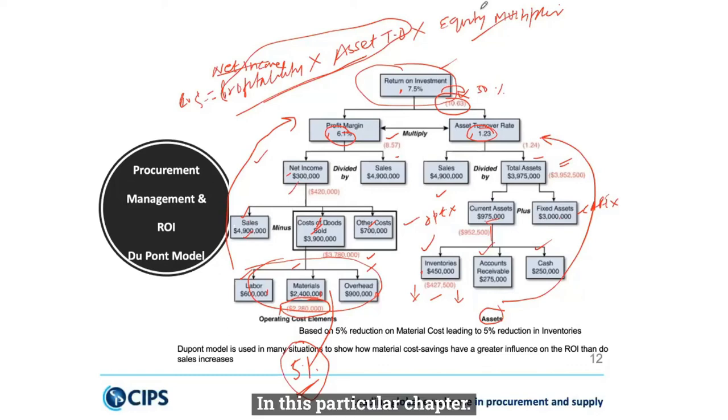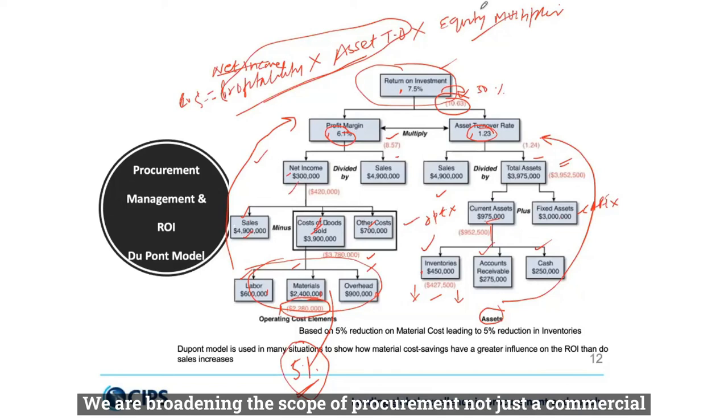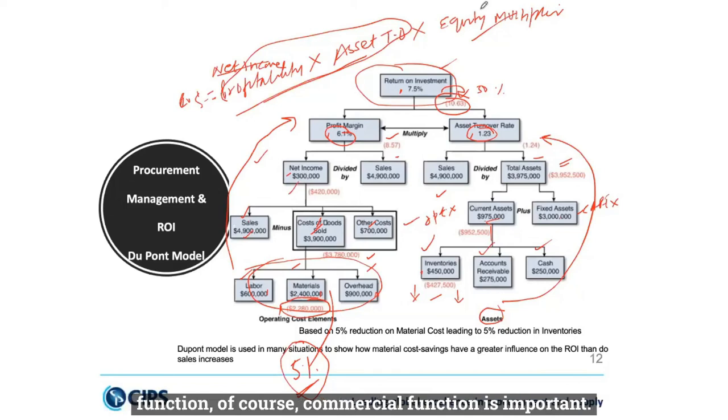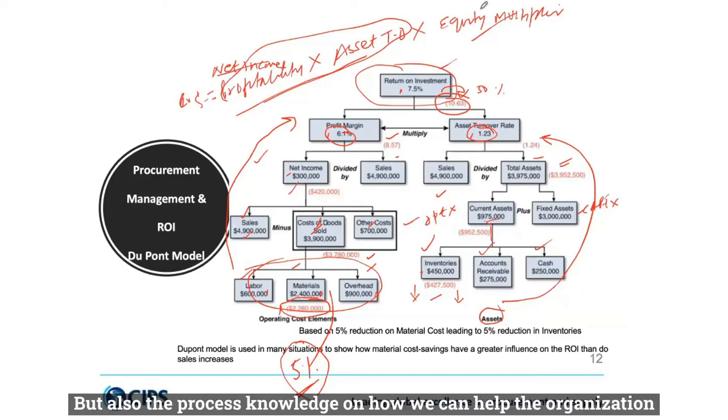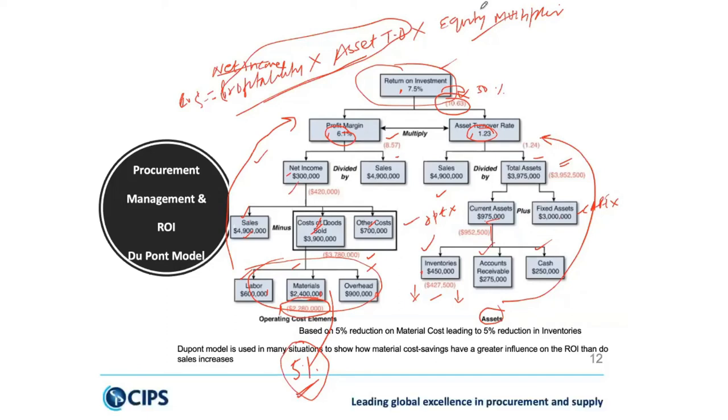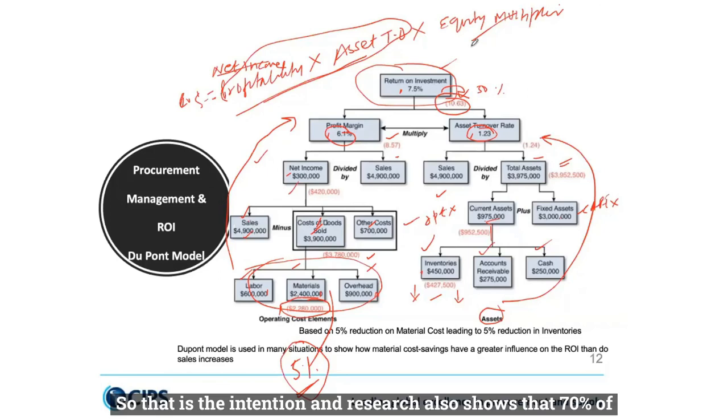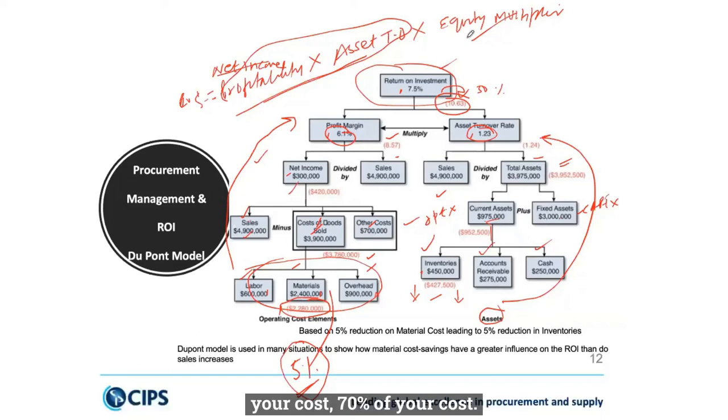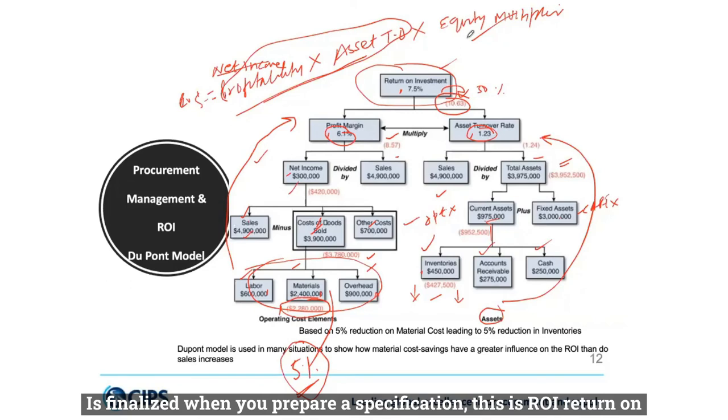So in this particular chapter, we are broadening the scope of procurement, not just a commercial function. Of course, commercial function is important, commercial knowledge is important, but also the process knowledge on how we can help the organization reduce cost, not just by going to the supplier. So that is the intention. And research also shows that 70% of your cost is finalized when you prepare a specification. This is ROI, return on investment.